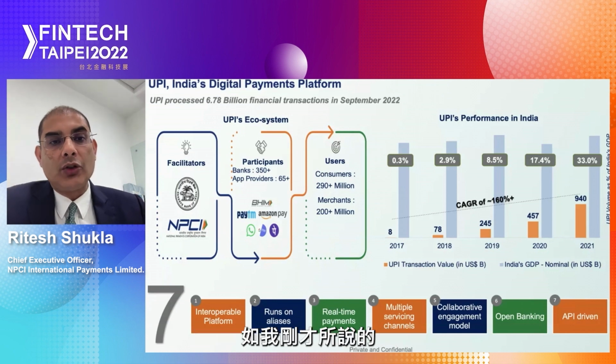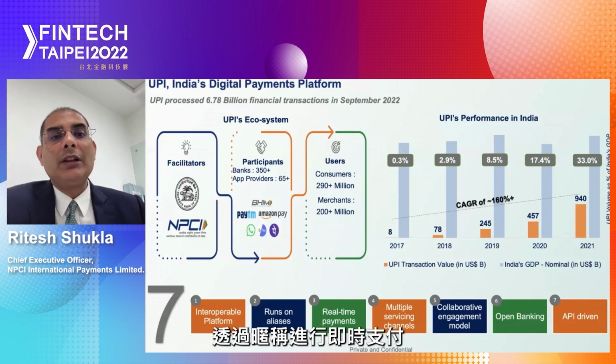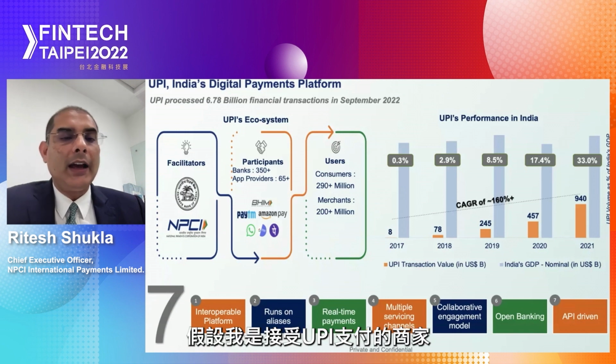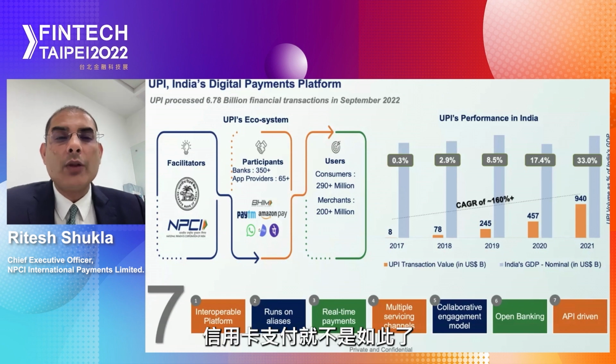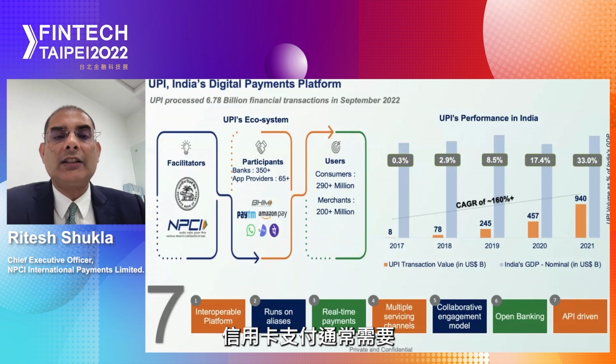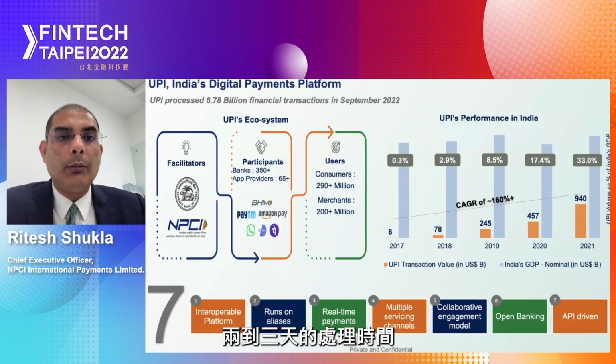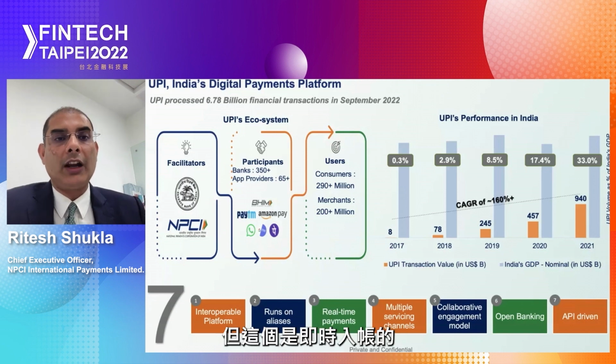As I said, it runs on aliases. It enables real-time payments. So I, as a merchant, if I accept UPI-based payments, I will get the money instantly in my bank account, which is not the case in a card transaction. In a card transaction, it takes about 2 to 3 days for a merchant to get money, but here it happens on a real-time basis.